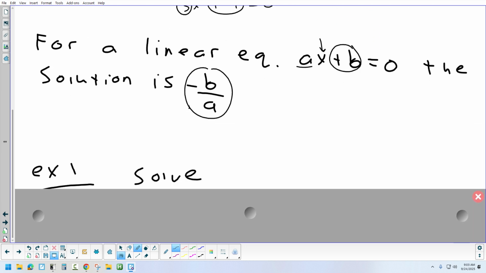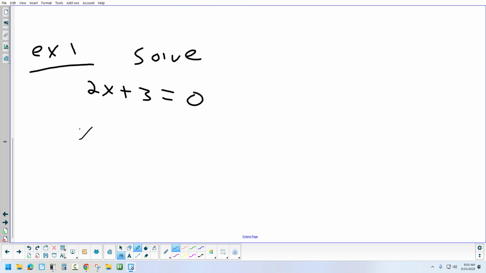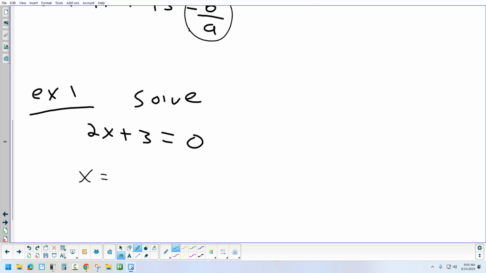So let's look at this one. 2x plus 3 equals 0. And again, even if you didn't understand algebra, but you know which number is a and which number is b, you can just plug them into that formula, and it would give you the answer. So what would be the answer for x in this case? Right. It's the opposite of this number divided by that number.